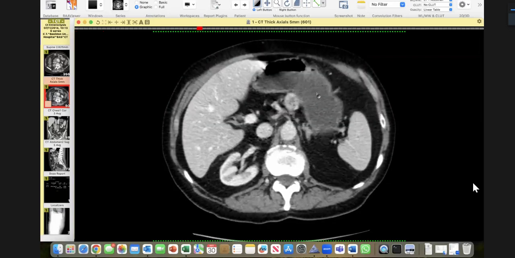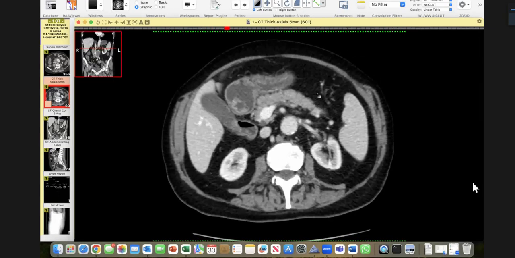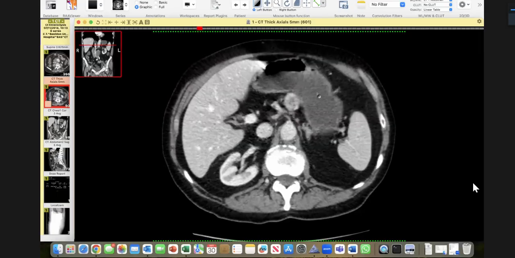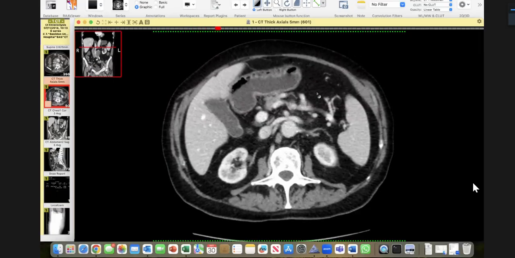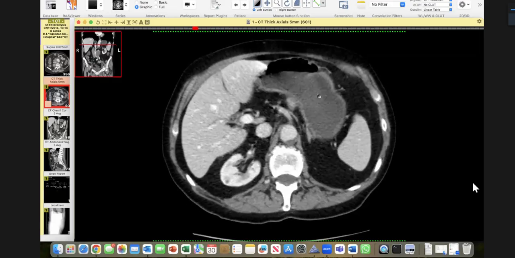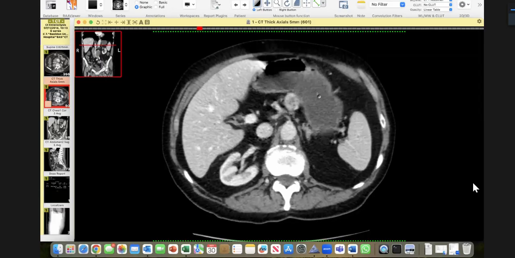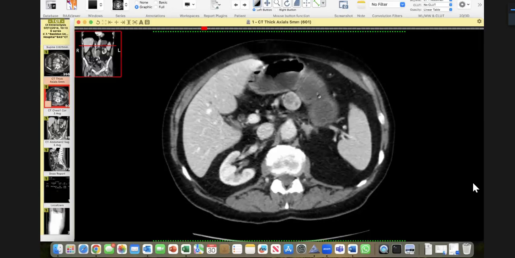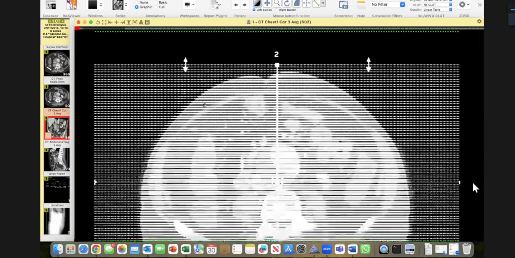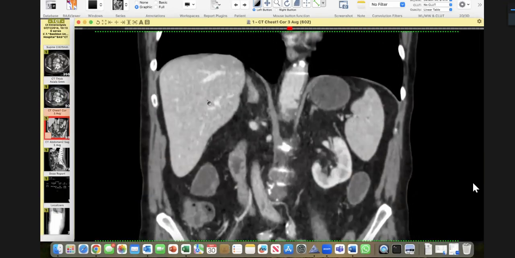I would like to establish its relationship with the surrounding vessels. It is seen clearly separate from the splenic vein as well as the celiac axis. In my actual practice, I would use the coronal and sagittal reformats to look if it's exophytically placed within the pancreatic body. Though in axial images, it does not appear to arise from the pancreatic parenchyma.